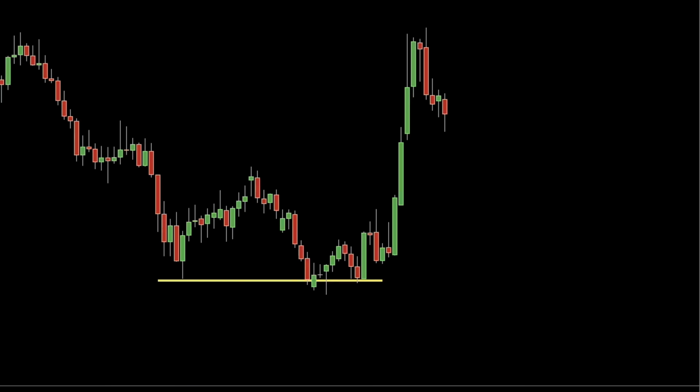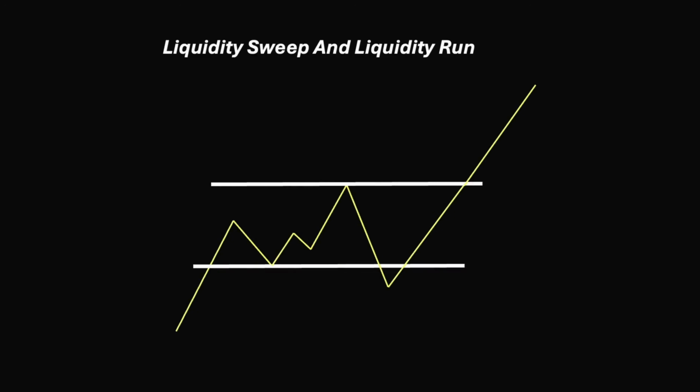A liquidity sweep happens when the price makes a sudden move to grab liquidity before reversing in the opposite direction. For example, the price might push up towards equal highs targeting buy-side liquidity and momentarily break above those highs, but instead of continuing higher, it quickly reverses, trapping traders who entered long positions.